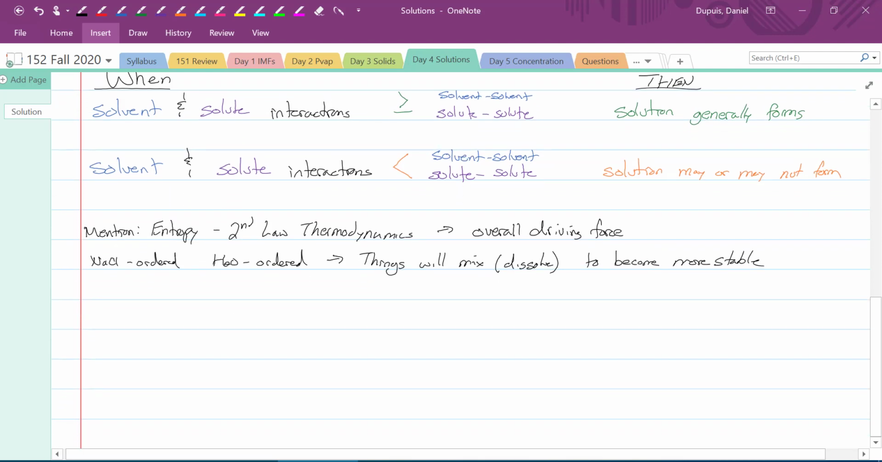Okay, the key point is there's two words. There's miscible and immiscible. Miscible means mixable, that they obviously mix, so it means that we will dissolve. So salt and water is miscible. Vinegar and water, miscible. Acetone and water, miscible. Immiscible does not dissolve, not mixing.